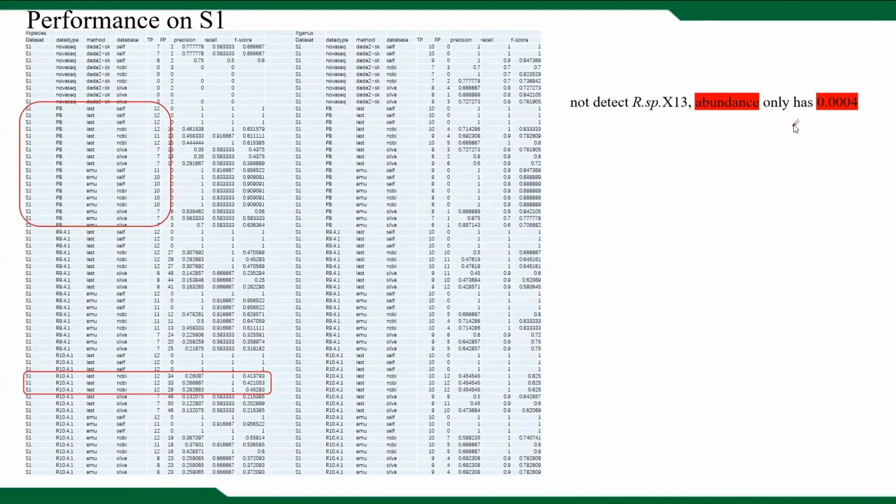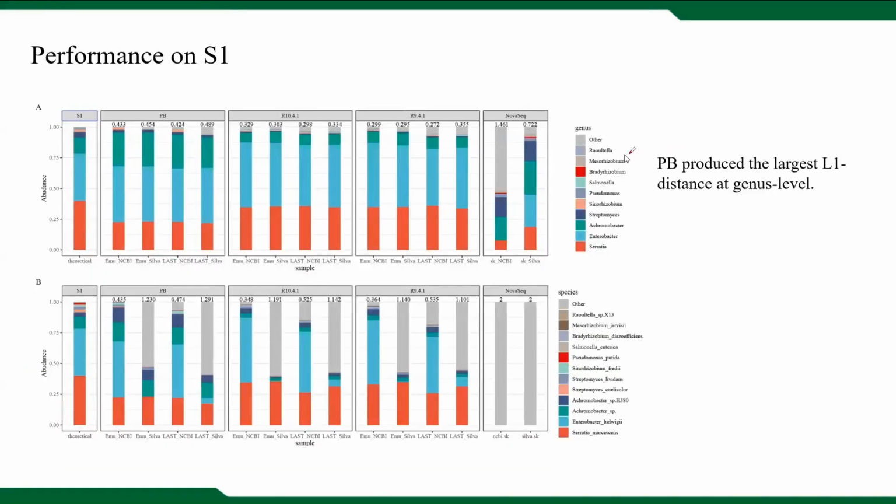Software and databases contribute to the major difference in community abundance using long-read platforms. The NCBI database has fewer other categories than the EMU database. At the species level, the L1 distance of the NCBI database is relatively small, but at the genus level it is equivalent. Illumina has the maximum L1 distance at the genus level.